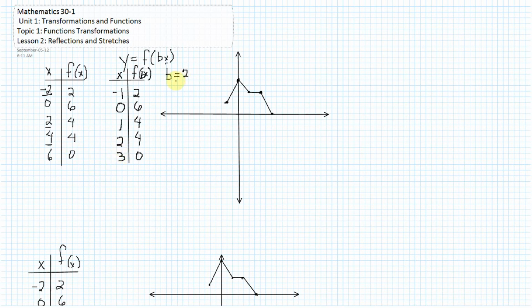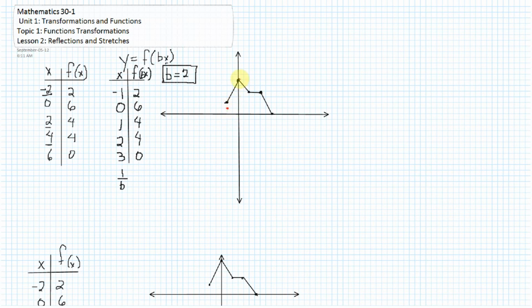And so what I want you to notice is that with my b value, my x component changes, or is stretched, by a factor of 1 over b. So the x changes by the inverse of that parameter b. So let's graph that. We're going to graph it in red. So we have -1 producing the output of 2.